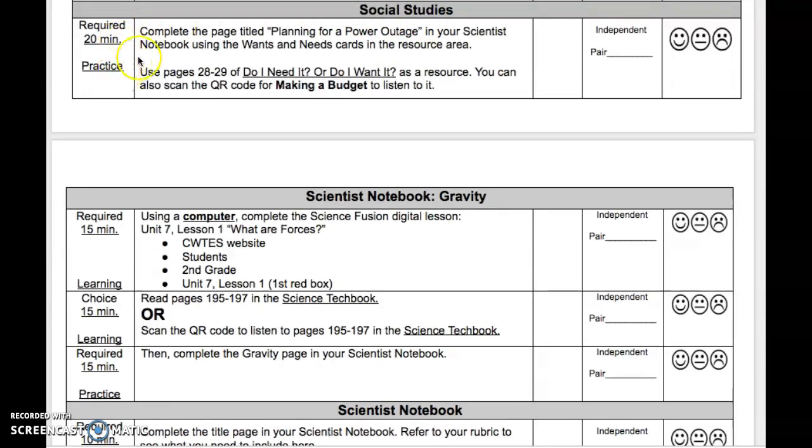It is practice. Complete the title page, Planning for a Power Outage, in your scientist notebook using the wants and needs cards in the resource area. Or use pages 28 to 29 of Do I Need It? Do I Want It? As a resource. You can also scan the QR code for Making a Budget to listen.